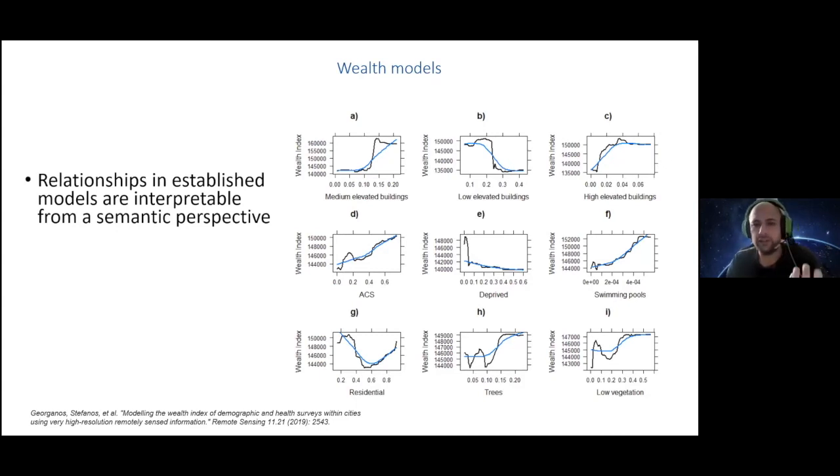Or when we have high elevated buildings, which indicates perhaps more affluent neighborhoods or more commercial centers. Or when we have a large proportion of slums, you can see how the wealth index really bottoms out immediately after a certain threshold is passed. Which again is very interesting, given that these surveys are very sparse, with a very small sample size, but still the connections we can make from ground to space using machine learning.